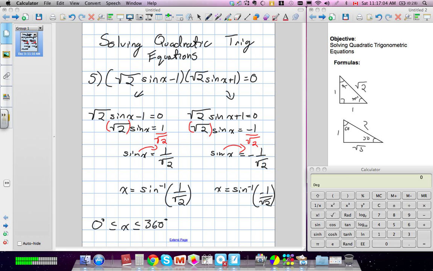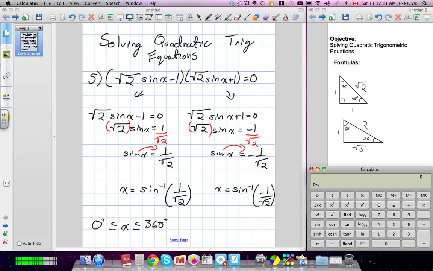there are two ways. The first way, I'll quickly show you on the calculator. I would have 1 divided by, in brackets, square root of 2, and then I would use sine inverse. It gives me 45.001. Essentially, it's giving me 45.